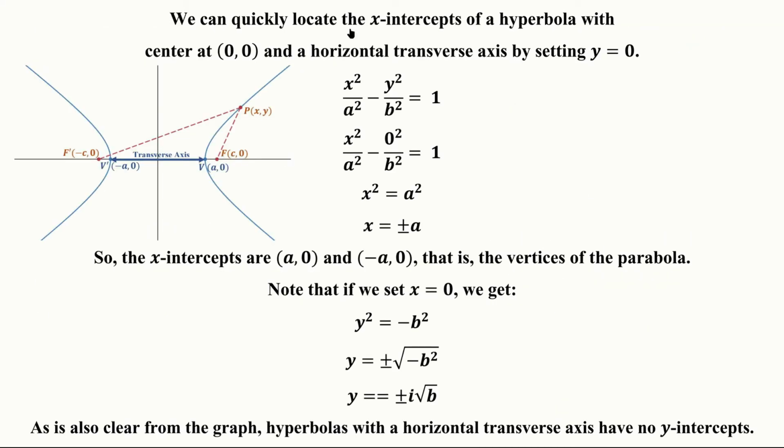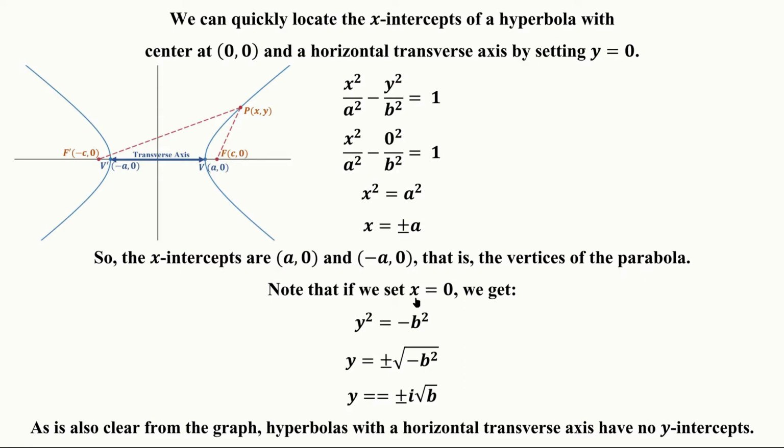All right, notice that we can quickly locate the x-intercepts of a hyperbola with center at 0, 0 and a horizontal transverse axis by simply setting y equal to 0 and then solving for x, right? So we get x squared over a squared minus 0 squared over b squared equals 1. That's, of course, just going to be 0. So you get x squared equals a squared. So we get x equals plus or minus a. So the x-intercepts are at a, 0 and negative a, 0, which actually happens to be the vertices of the hyperbola, right?